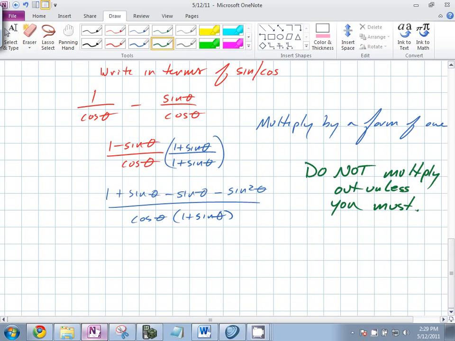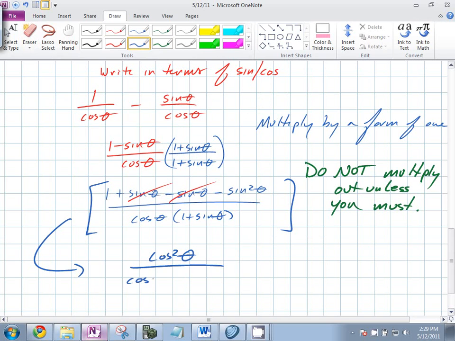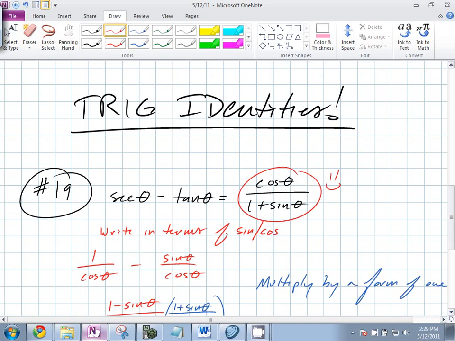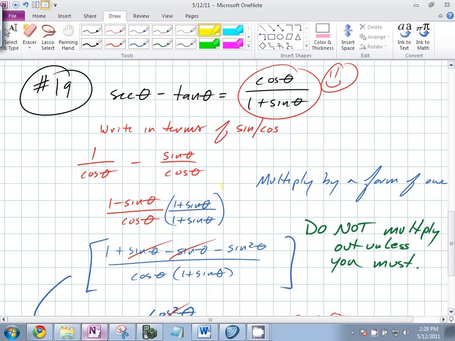So look at the top. What happens to the top? It becomes cosine squared theta over what? What cancels? Boom, and you're left with... Magic. Well, it's nice because it did work. Yay. But the magical step here is multiplying by a form of 1. You will do that frequently. It's kind of called the opposite reciprocal, the conjugate.